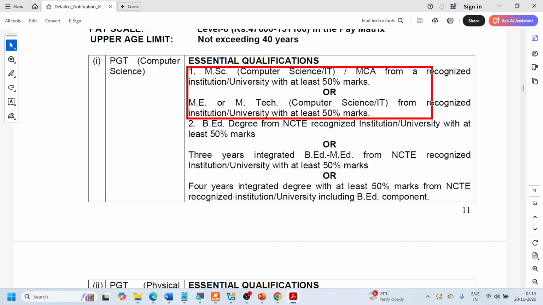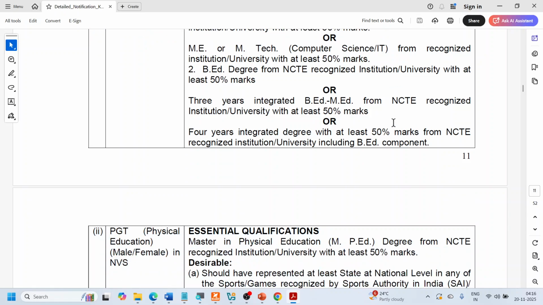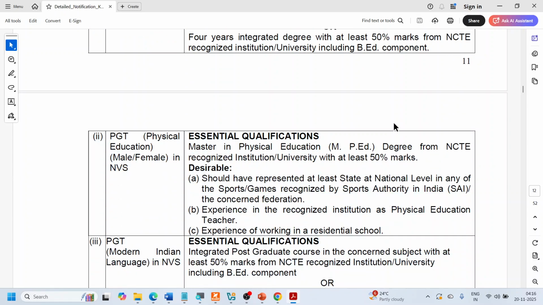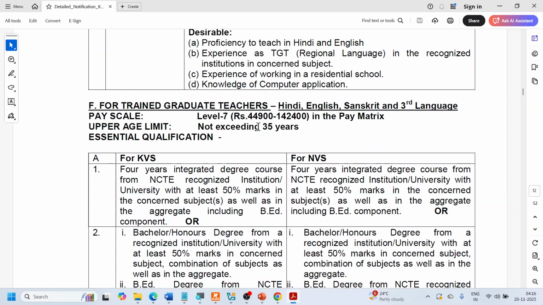So this is either MSc, MCA, or MTech, and then they have the second option over here. The second option is you must have a B.Ed, or you have integrated B.Ed, M.Ed, or a 4 years integrated degree. This is again a teaching degree from the university. So you must have an MSc or MCA, and a B.Ed is required in order for you to qualify for this test or this particular post. And I will not talk about these because it is going to be a lengthier one.